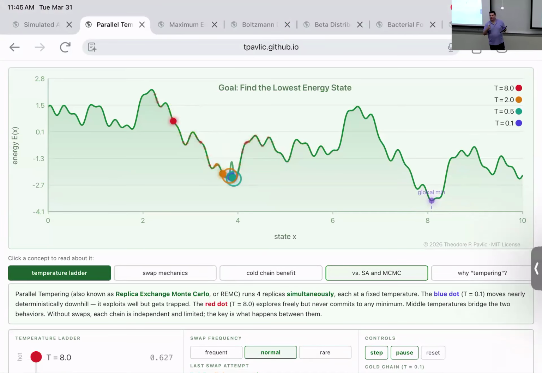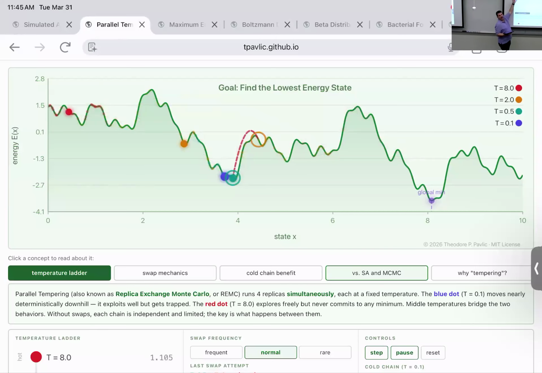Periodically, adjacent temperatures will evaluate whether they should swap. They use basically a Boltzmann factor, technically a product of Boltzmann factors, to decide whether they should swap with each other. The high temperature one is exploring all the time, but periodically, and you set how frequently, this is very much like distributed genetic algorithms or island models. It's a migration model, really.